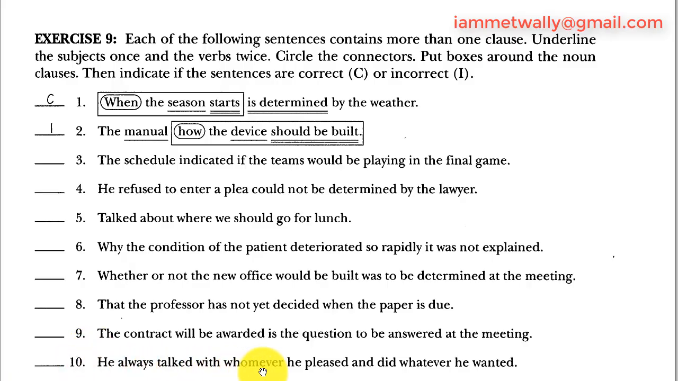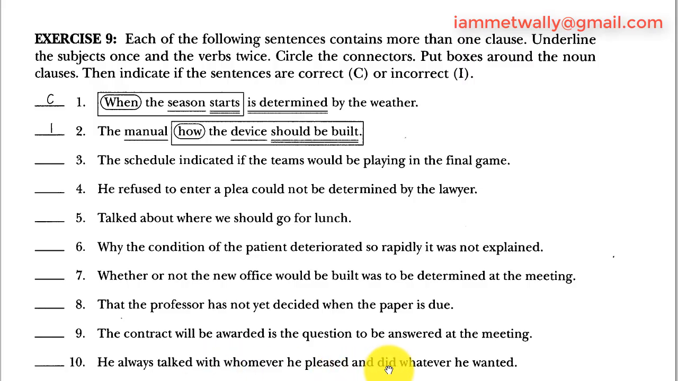10. He always talked with whomever he pleased and did whatever he wanted. He, subject, talked, this is the verb, with, preposition, whomever he pleased. Whomever is a connector. He pleased, subject and verb, and this is a coordinate connector, and did, that's a verb, whatever he wanted. So let's analyze it because it's very long. According to here, he always talked, this is subject verb, with whomever he pleased. All together is the noun clause that works as the object of the preposition with.